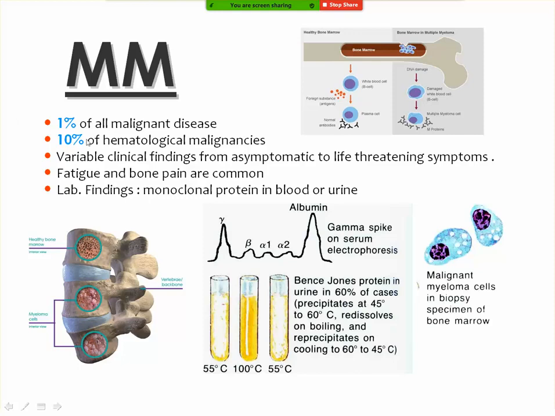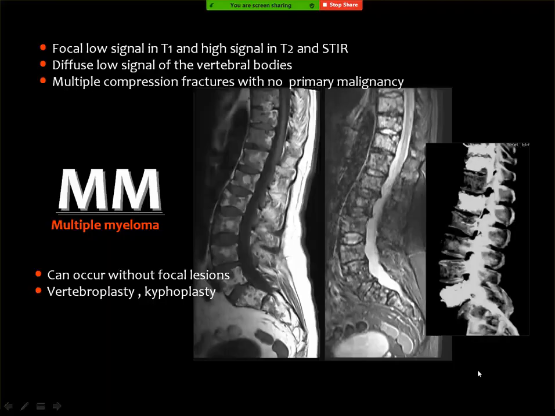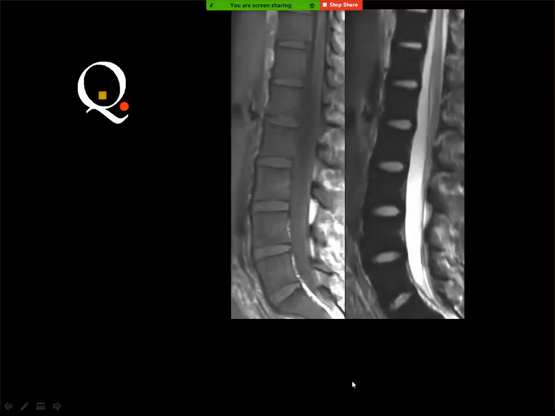And you know that myeloma is the most common primary malignancy of the bone. It represents 1% of all malignant diseases, 10% of hematologic malignancies, and is diagnosed by many laboratory tests. But in MRI, you may get multiple lesions of low signal in the T1 and high signal in the T2, or you may get diffuse bone marrow infiltration.